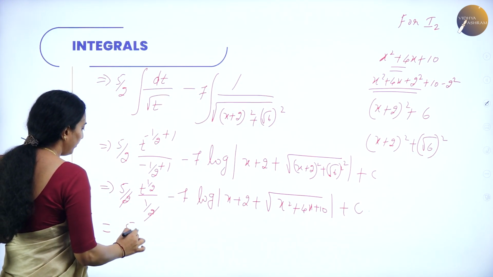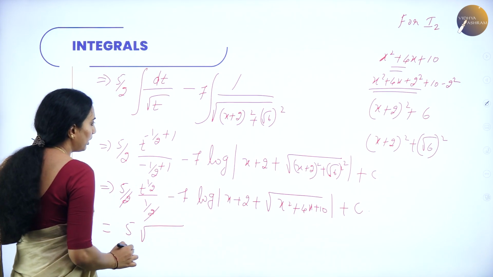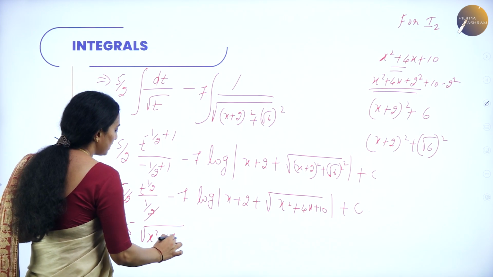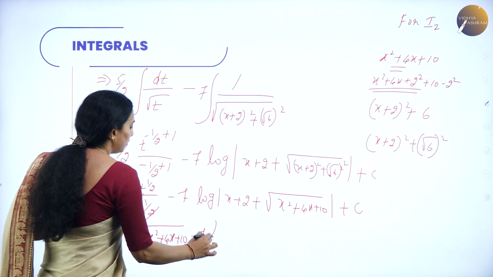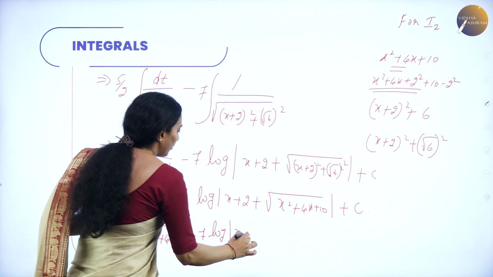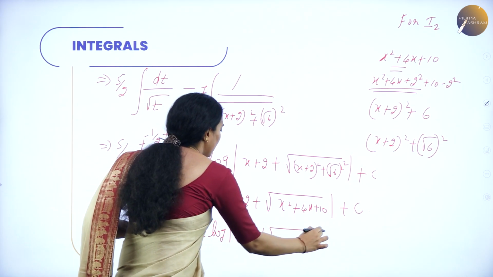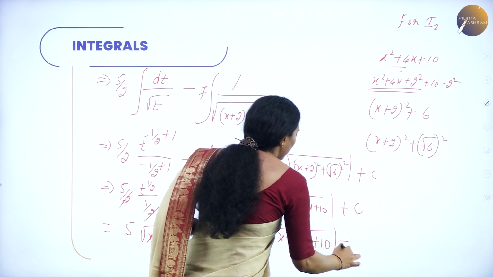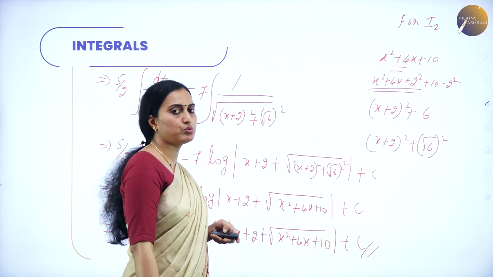So therefore 5 into under the root t, where I have substituted t as x squared plus 4x plus 10, minus 7 into log of modulus of x plus 2 plus under the root of x squared plus 4x plus 10, plus c. I hope you understood this one.